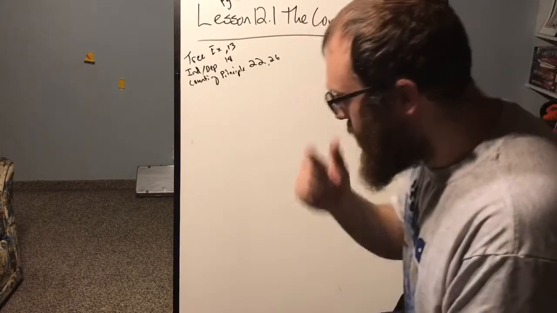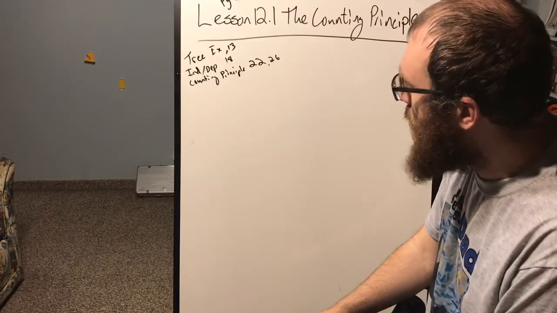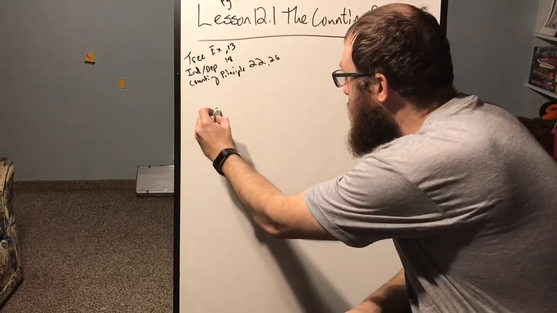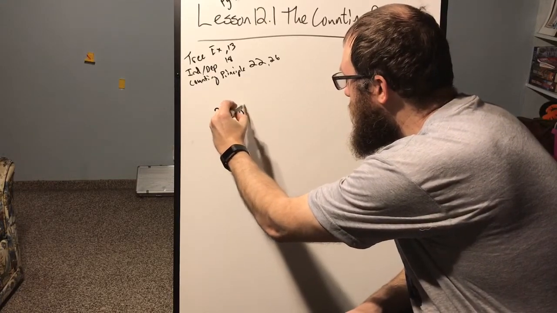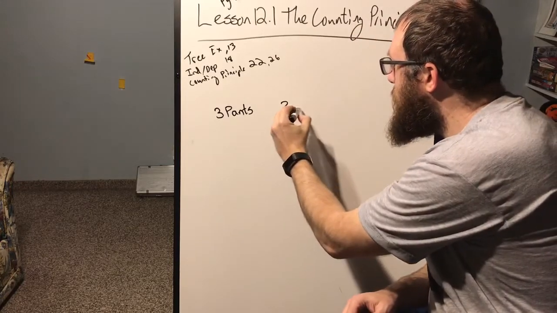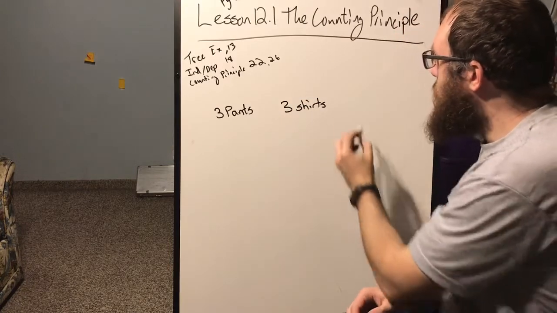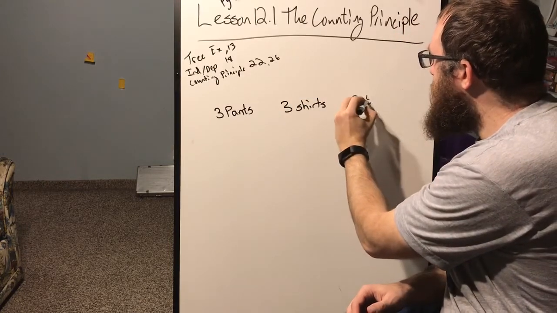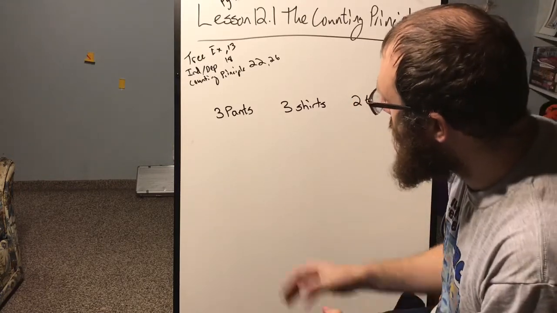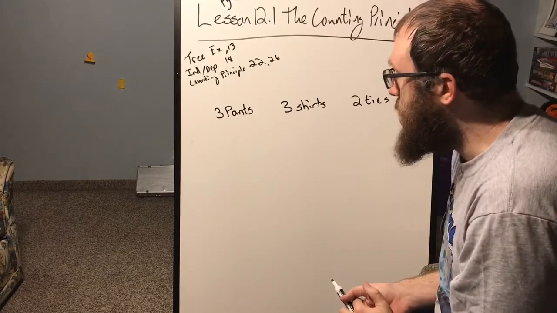So my first example is getting dressed in the morning. So let's say that I have 3 pairs of clean pants, and I have 3 clean shirts and 2 clean ties. And I want to see how many different outfit combinations that I can make from these elements.